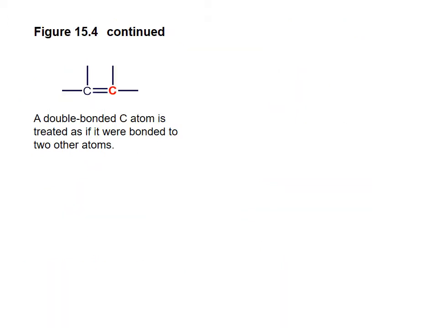When a molecule contains a double bond, the double bond needs to be treated as if it were bonded to 2 other atoms. For example, in this skeleton structure, this carbon has a double bond, so that means it has 2 bonds to another carbon. And therefore, for 4 bonds, you need 2 hydrogens.